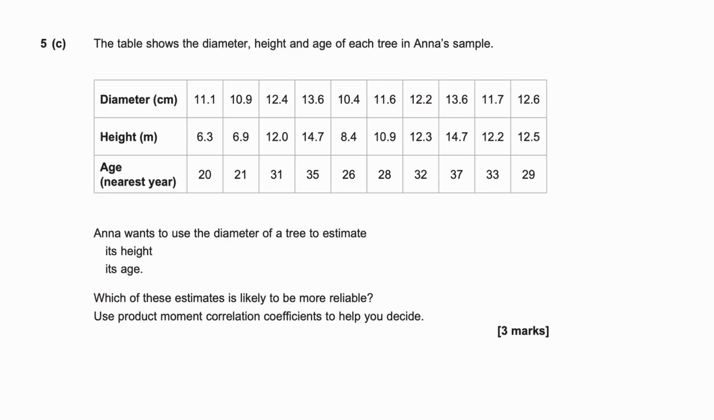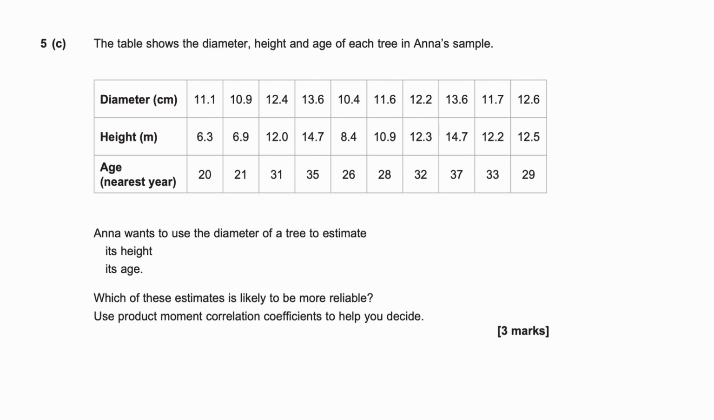So in this part of the question, we are given 3 different parts of data for each tree, the diameter, the height, and the age. And Anna wants to use the diameter to estimate its height and to estimate its age. And we've got to work out which of these is most likely to be reliable. And actually it's told you here to use the PMCC to help you decide.